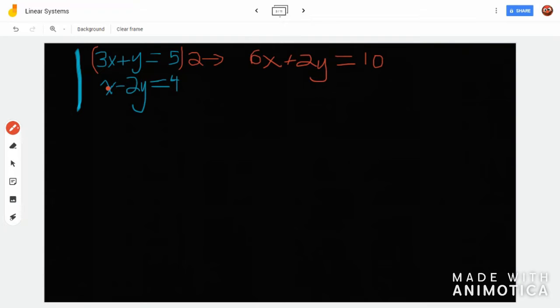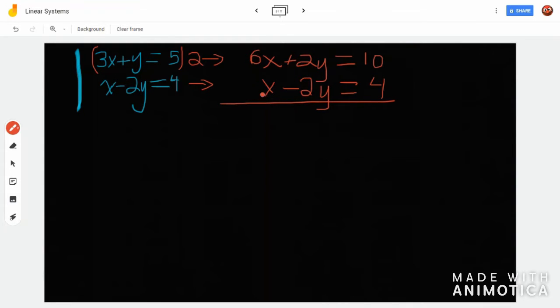Very nice. And this equation, because it's already negative 2y here, we're going to leave it as is. We're just going to bring it over here. Oops, I forgot to write the 2. Oh, man. We're going to line it up underneath our other one so that we can combine it nice and easily.